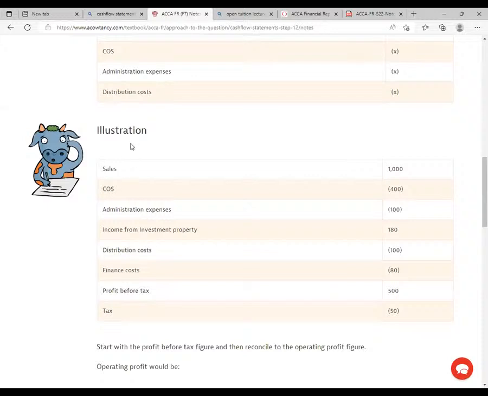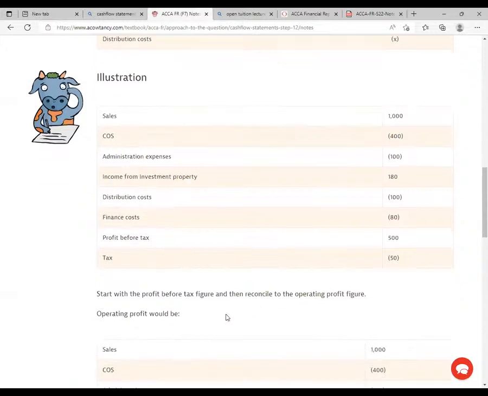They have given us, ladies and gentlemen, some illustration here. They have given us sales of 1,000. Cost of sales, hypothetically, they have a figure of 400. Administration like that. Then we have income from investment property, which is 180, it's positive here. Then we have the distribution cost, we have the finance cost, we have profit before tax of 500, we have tax of 50. They're giving us quite a good illustration. And they're telling us, the way IAS 7 tells us, always start with the profit before tax figure, and then reconcile to the operating profit figure.